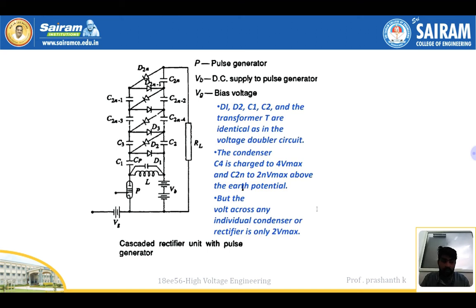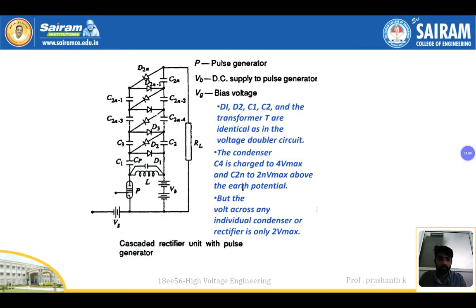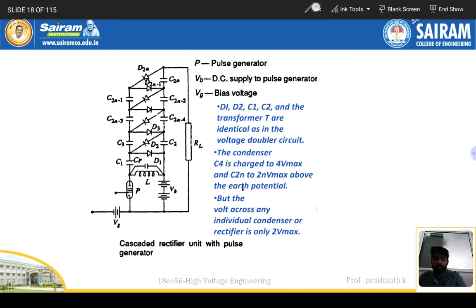As you can see in the diagram over here, there are a number of voltage doubler circuits, and we are giving the supply here. This part is a single voltage doubler circuit, and after that you see C1, C2 and C3, up to C2n minus 1, C2n minus 2, C2n. These are diodes, but you should consider them as rectifiers, okay.